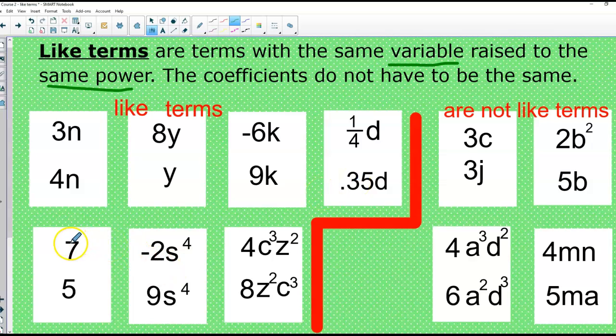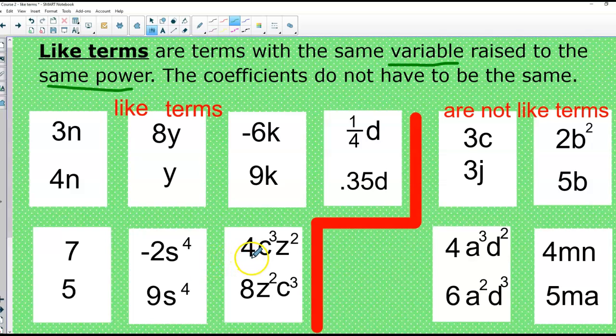Okay? The constants, remember these are constants, numbers alone, they have the same variable, right? There isn't any, and they also have the same power. There isn't any. So these are like terms. Looking at this one, negative 2s to the fourth and 9s to the fourth. They have the same variable. They're both s's. And they both have the same power or exponent, which is 4. So that is a like term.